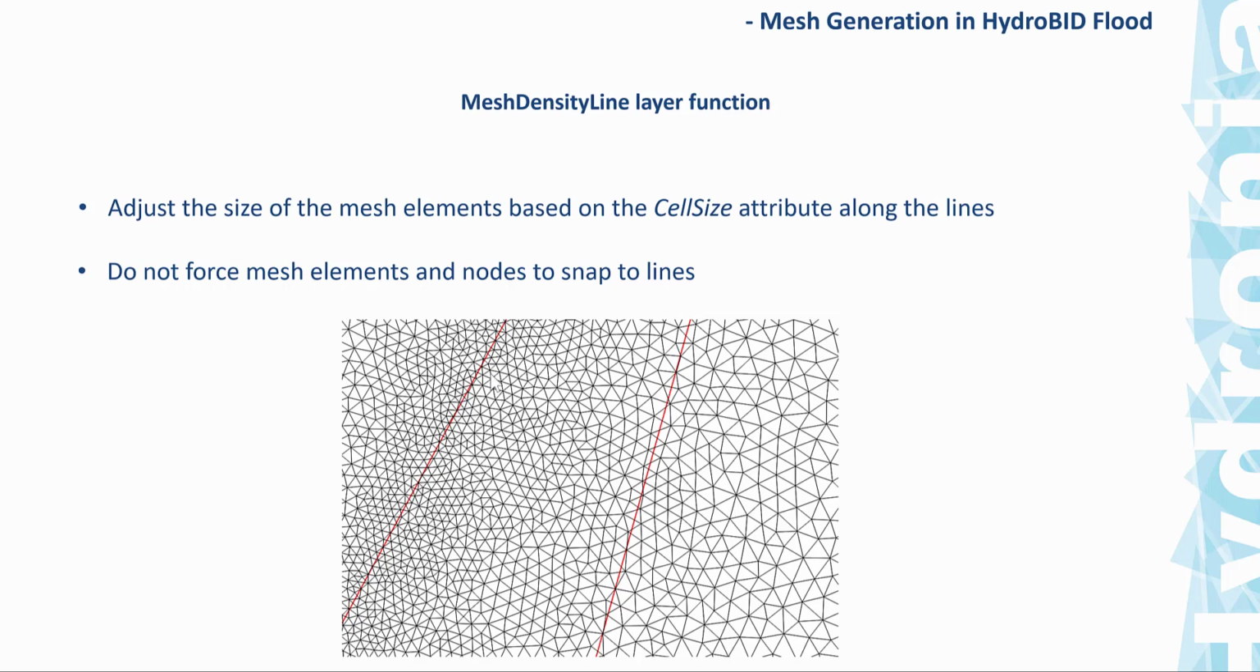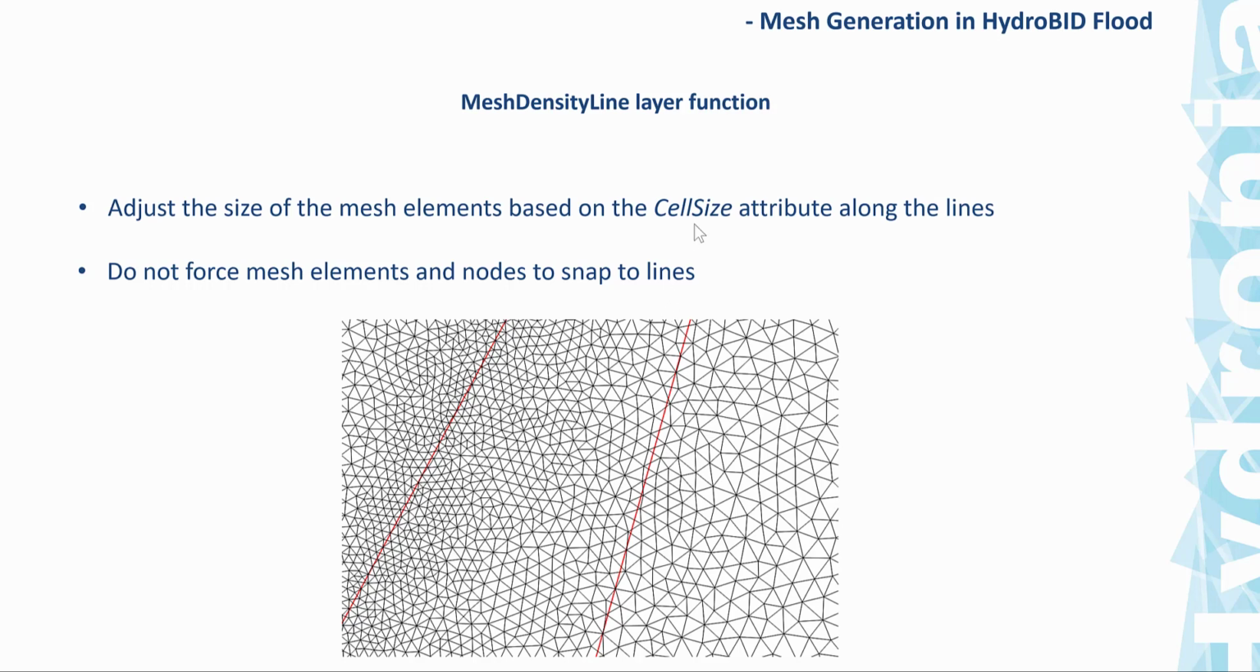As you can see here in this example, you have these red lines, which are mesh density lines drawn. These are polylines inside the mesh density layer, and they have a cell size attribute. In this case, the cell size attribute for this one here on the left is smaller than in this one. So you see here that by having a smaller cell size, the mesh generator will create smaller cells along these lines than along this line here.